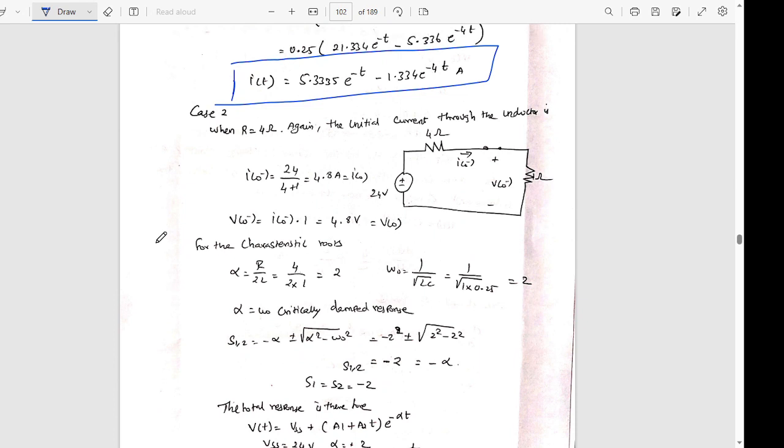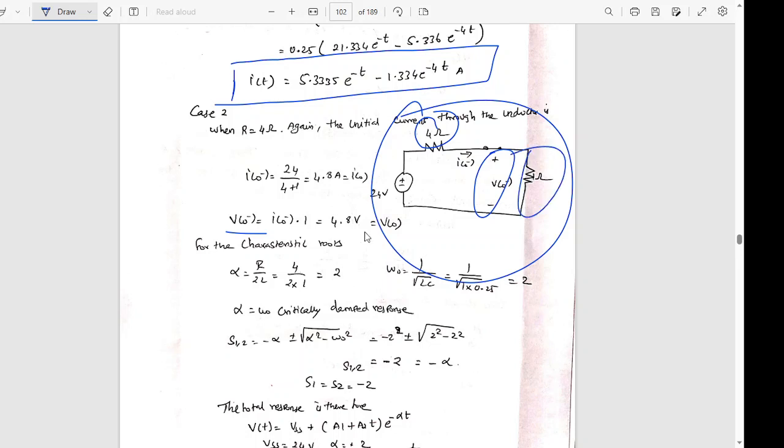In case 2, R value is equal to 4. So I will be getting a circuit like this. I have drawn the same circuit what we did in the previous case, but the value of R is 4 ohms. Find out what is I of 0 minus and what is V of 0 minus. V of 0 minus is the voltage across the capacitor, which is equal to the voltage across the resistor. I of 0 minus is the current through the inductor. So by having this value of R and L, find out what is alpha and what is omega naught.